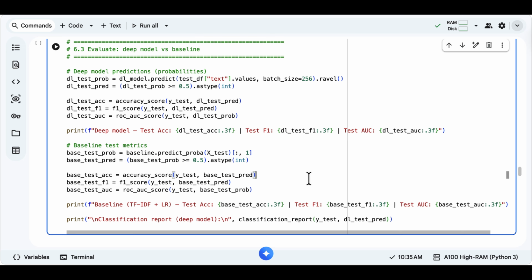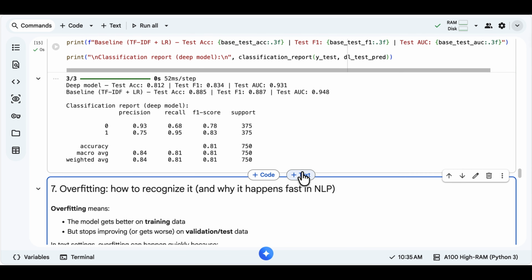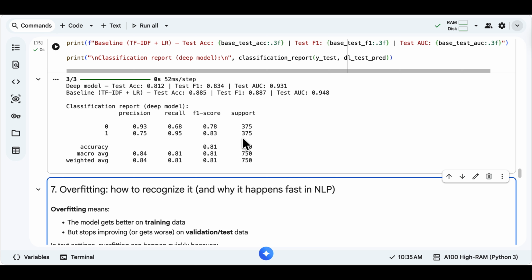Here is one of the most instructive results in the notebook. On the test set, the deep model reaches accuracy of 0.812, F1 of 0.834, and area under the curve of 0.931. The baseline does better, with accuracy of 0.885, F1 of 0.887, and area under the curve of 0.948. So on this task, with this amount of data and this simple architecture, the classical baseline wins. That is not a failure of deep learning. It is a reminder that strong baselines matter.